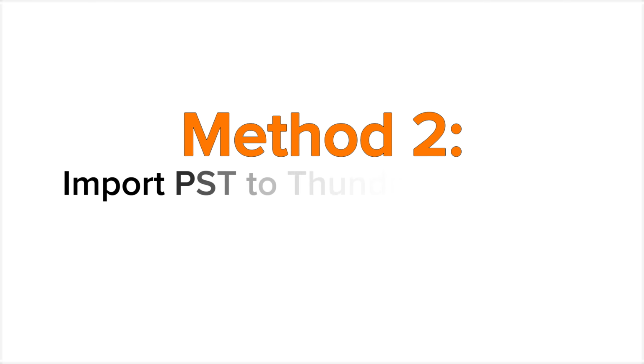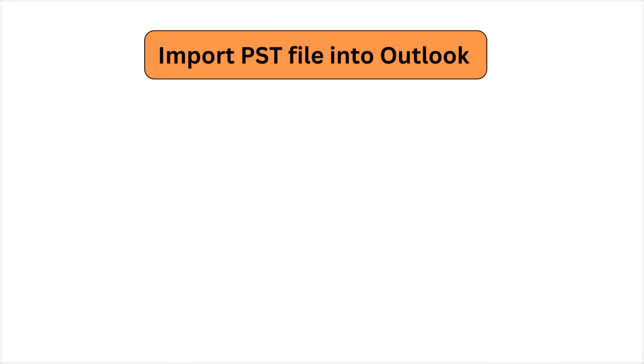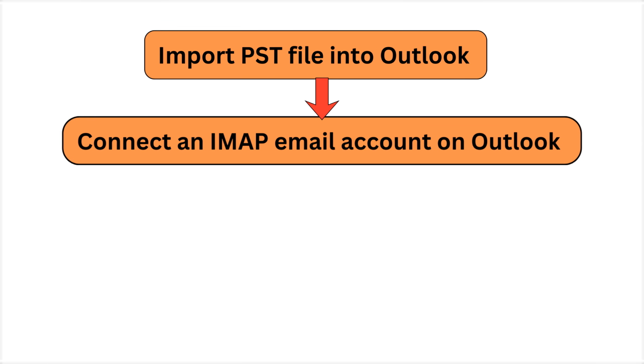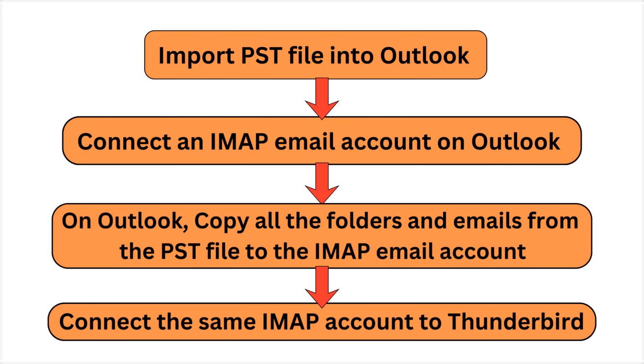Method 2. Import PST to Thunderbird using IMAP configuration. In this method, an IMAP email client is needed to transfer emails. First, import the PST file into Outlook. Connect an IMAP email account on Outlook. Then on Outlook, copy all the folders and emails from the PST file to the IMAP email account. Finally, connect the same IMAP account to Thunderbird. By following these 4 steps, you can successfully migrate your PST files data into Thunderbird.